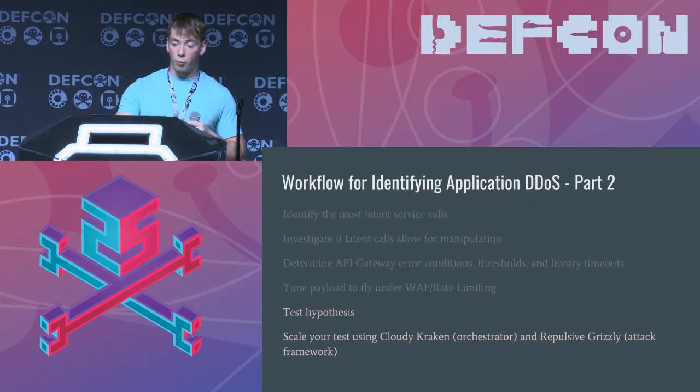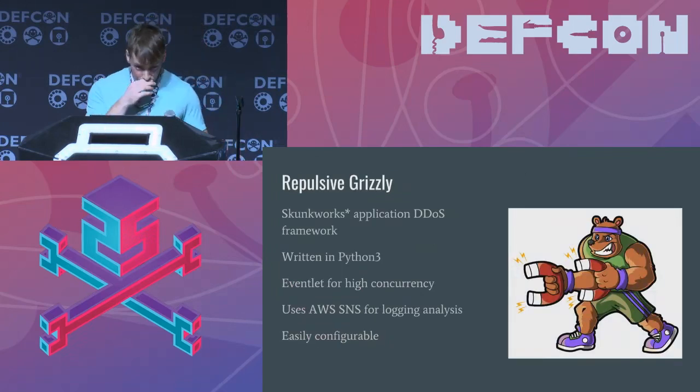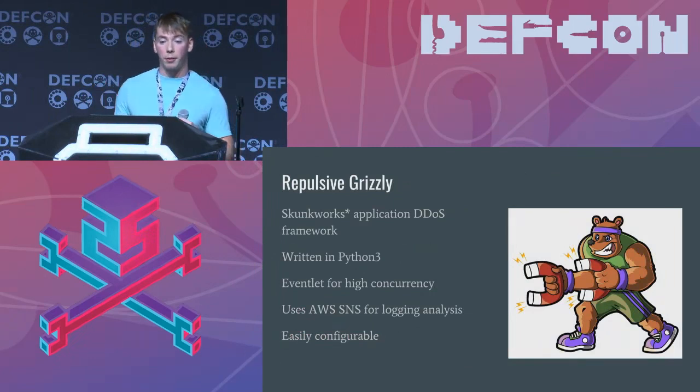Now, the next thing we wanted to do was test it on a smaller scale. And to do that, we used Repulsive Grizzly. Repulsive Grizzly is a skunkworks application DDoS framework that we are open sourcing today. I mentioned it's skunkworks because it's kind of as is. It's definitely not as documented or feature rich as some of the other projects I've open sourced, but the idea being that I was hoping the community would build on it. And I'm sure you've probably used other denial of service tools in the past.